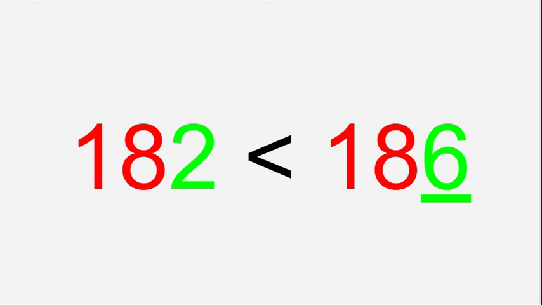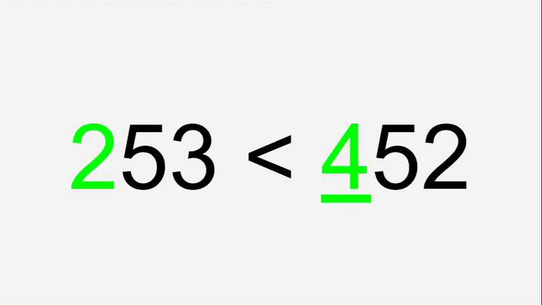The next problem, 182 and 186. Which one is greater? We can ignore the 1 and the 8 because they're the same in both numbers. So we'll look at the 2 and the 6 in the ones place. 2 is less than 6, so 182 is less than 186. Our next problem is 253, 452. Which one is bigger? We'll compare the 2 and the 4 in the hundreds place. 2 is less than 4, so 253 is less than 452.